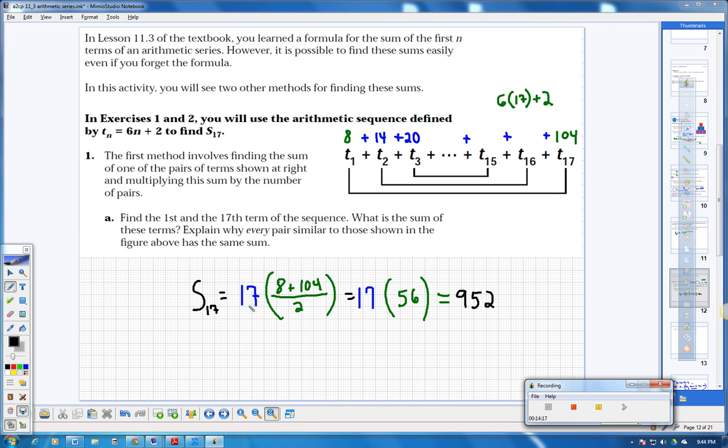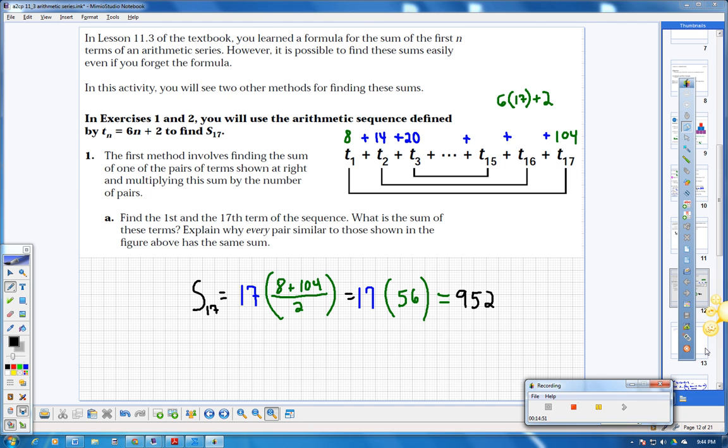Alright, and we're back. As you can see there, I took the number of terms, which was 17. There's 17 terms, T1, T2, T3, so on and so forth, all the way through 17. Term 1, term 2, term 3, that's what that means. I took the first term, 8, added 104 to it, divided that by 2. I know that value is 56. When multiplied by 17 gives us 952. So S sub 17 is 952. That's the sum of the arithmetic series through 17 terms.